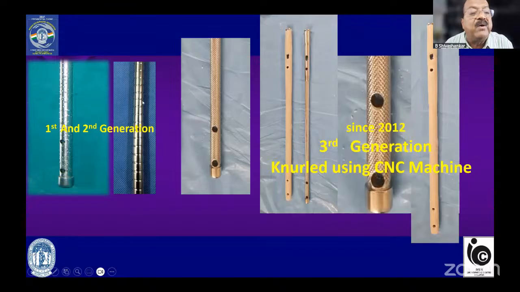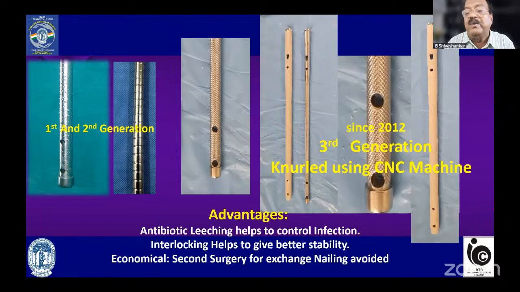Second generation with a machine, we used to do only horizontal knurling, but now crisscross knurling is done, which helps in bonding of the cement very well to the nail. So this is the one which I've been using for the last almost 12 years.